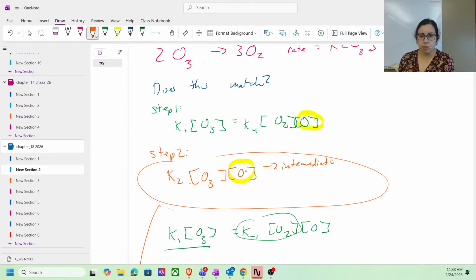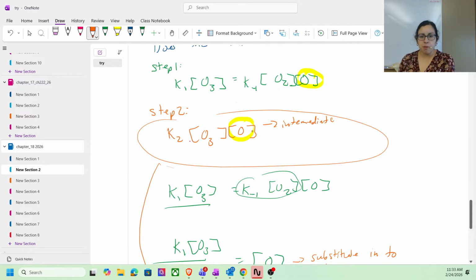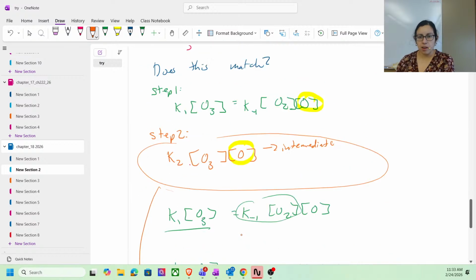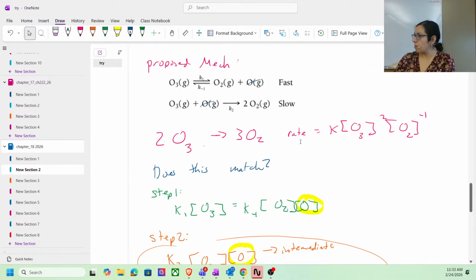So it's just algebra. The whole thing is, we just can't leave it in intermediate. So all we have to do is just algebra, solve for our intermediate in terms of starting materials or products, and then again compare to the observed rate law, right?